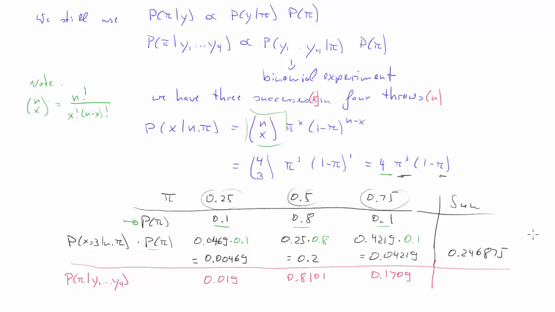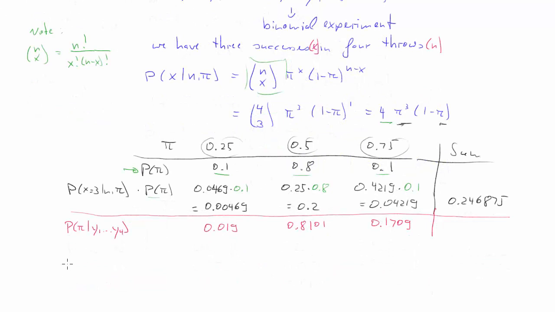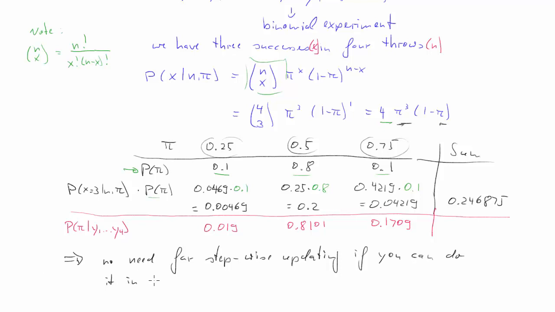Here we go. Okay, and if you compare to part A, this is of course exactly the same result as what we got in part A. So it means there's really no need for the stepwise updating. That was just sort of a nice little tool to think about Bayesian updating, but you can do the updating in one step if you know the likelihood function for, in this case, 3 successes out of 4 throws.